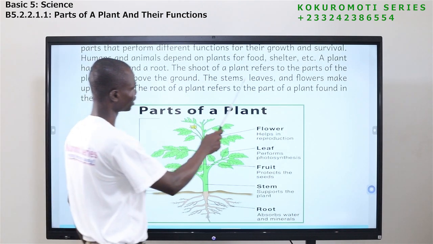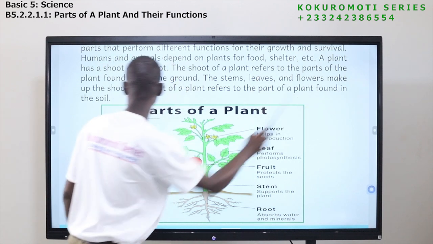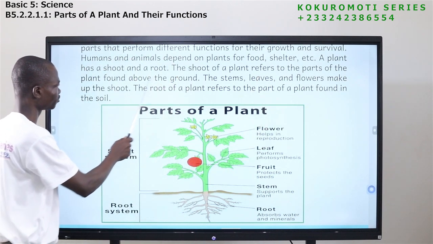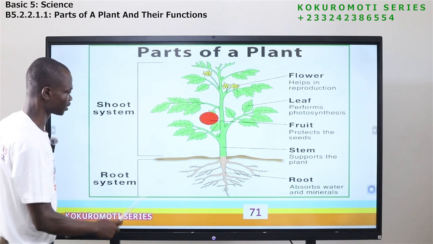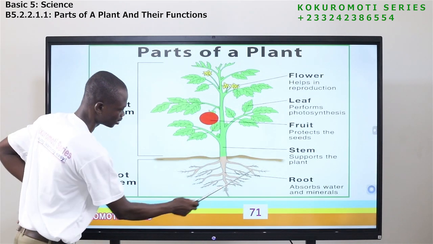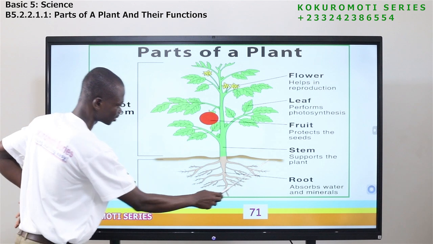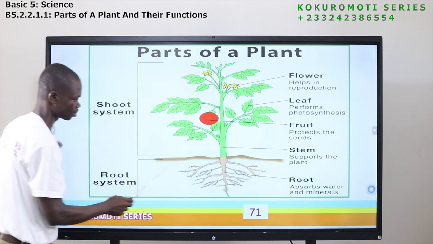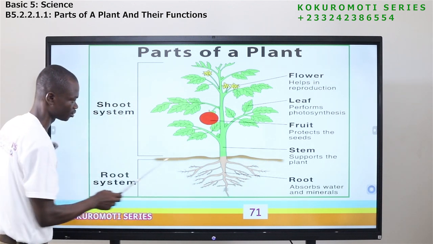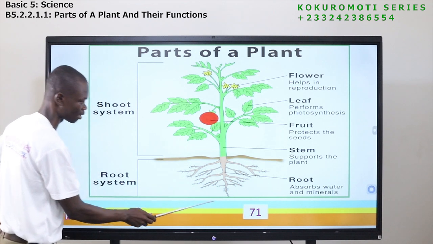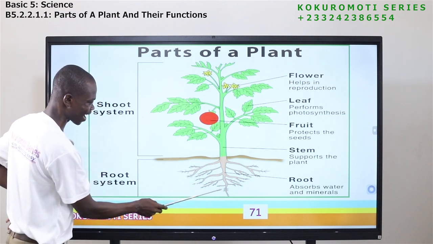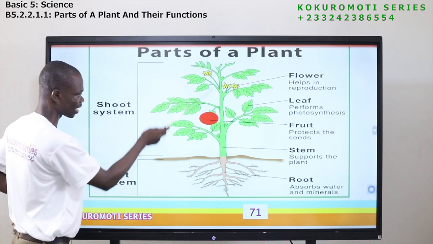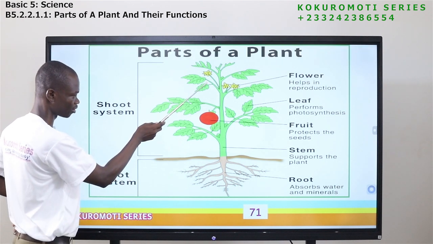The shoot of a plant refers to the parts of the plant found above the ground. So if you look at this, you can see that the roots are here. This is the soil. The roots are buried in the soil. So this side is inside the soil. This side, they are above the ground.